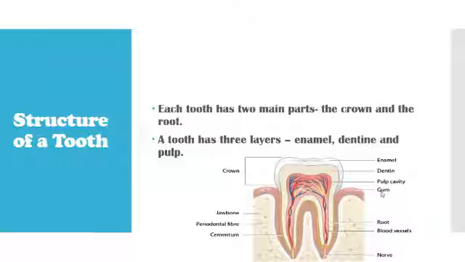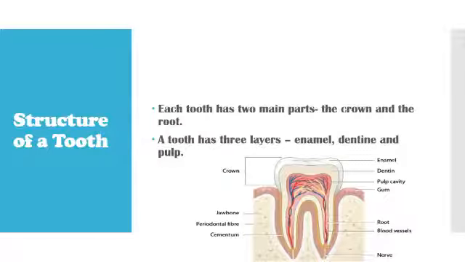Next point is structure of a tooth. Each tooth has 2 main parts, the crown and the root. The crown is the top part of the tooth. It is seen above the gum. And the root is the lower part of the tooth, which can't be seen as it is inside the gum. It holds the tooth firmly in place.